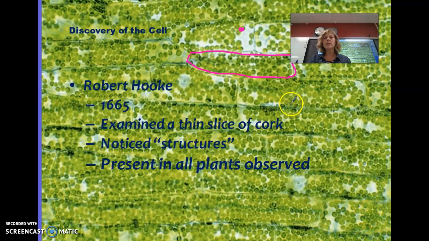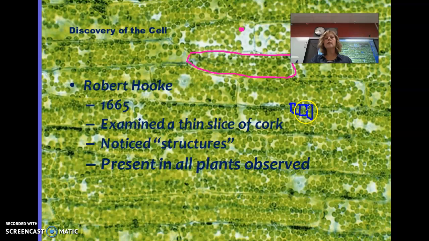When he looked at it, he noticed a whole bunch of these little box-like structures. And he's like, well, that's interesting. It was a very unique structure. I also want you to think about how come nobody before this time, they had used cork for centuries before this, how come nobody else ever noticed that? What had to be invented before you could look at these tiny little structures? Please think about that for a moment.